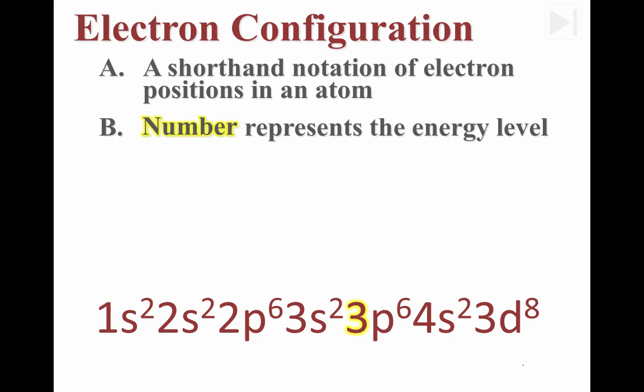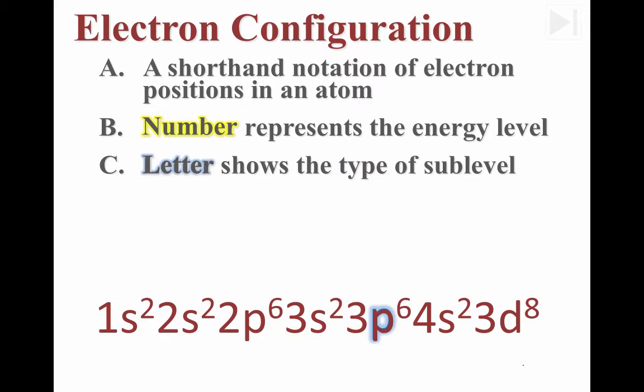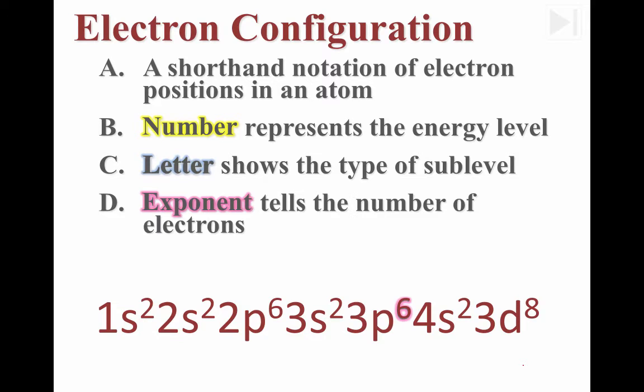The larger number in this notation represents the energy level for an electron. So this number 3 that's highlighted tells us the electrons here are in energy level 3. The letter that I've highlighted tells us what kind of sublevel it is. Now remember, the type of sublevel determines how many electrons can be held within that sublevel. So a p sublevel, for example, has a maximum capacity of 6 electrons. And that leads us to the third part of this notation, the exponent. The exponent tells us how many electrons are in that sublevel.